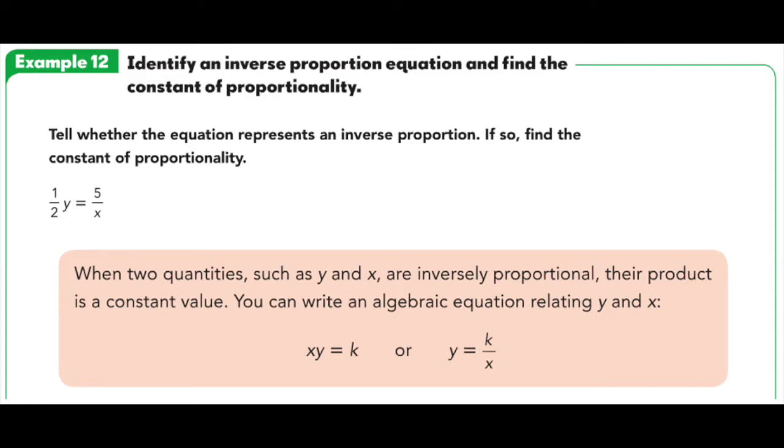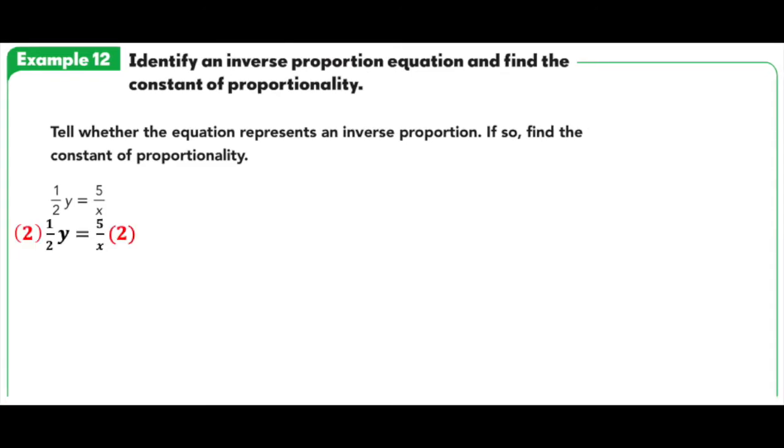Another equation that we could use is y equals k over x. In this equation, we're given 1/2 y equals 5 over x. We are going to follow the same process we did when we were trying to identify whether an equation shows a direct proportion by solving for y. In this example, our first step is going to be to get rid of the 1/2. We will do that by multiplying both sides by the reciprocal of 1/2, which is 2.